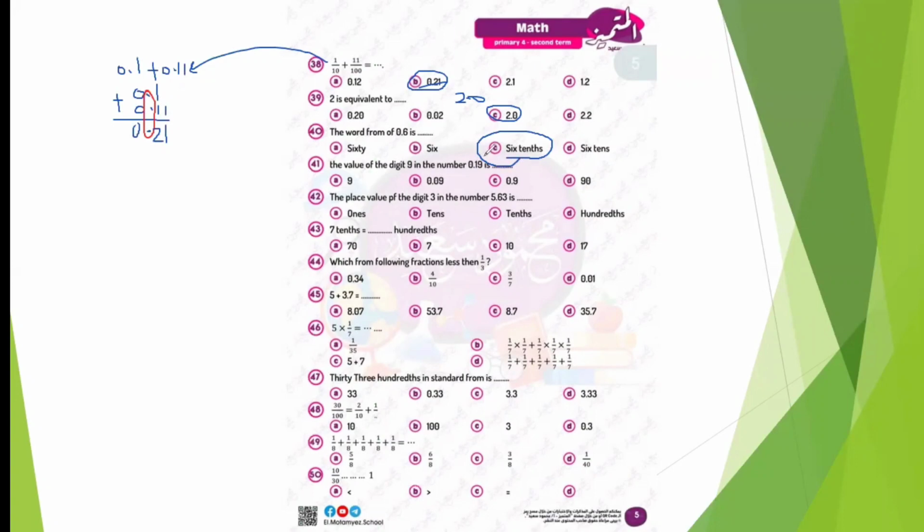41. The value of the digit 9 in this number. This is 0 in the whole number, and this is 10th, this is 100th.